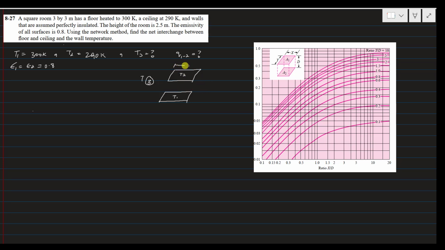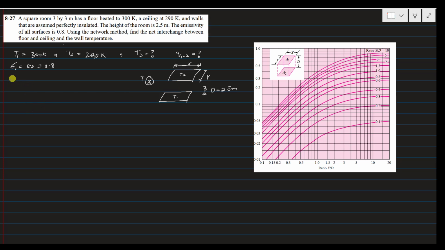So the dimensions of the floor, that is X, here it is Y, and the distance between the floor and ceiling is D, capital D, and it is 2.5 meter in height. Why are these dimensions necessary? Because with the help of these x, y, and d ratios, we can calculate the shape factors between the floor and ceiling.